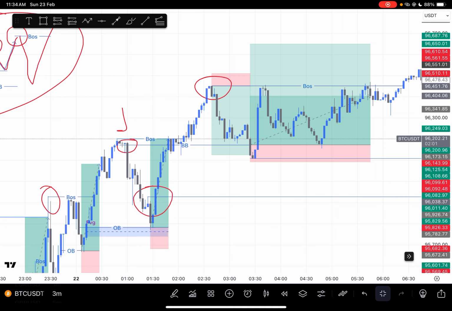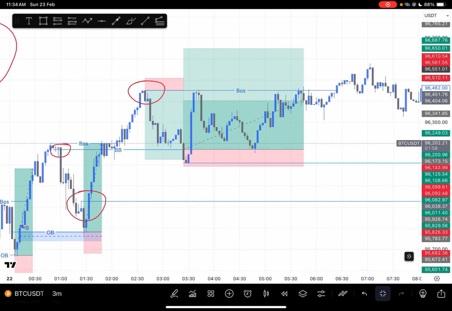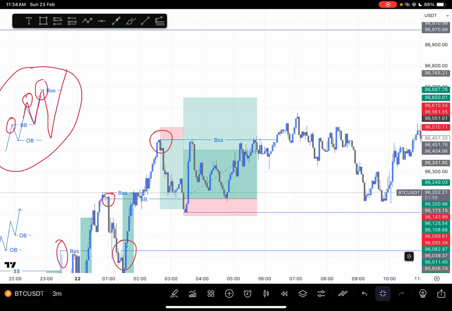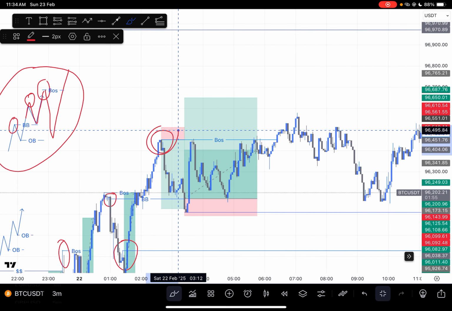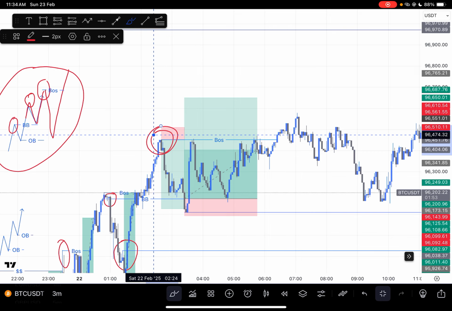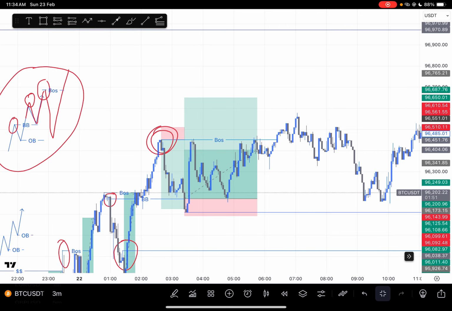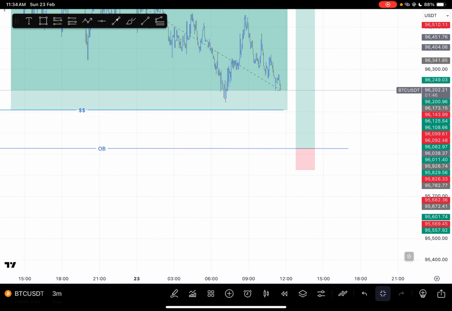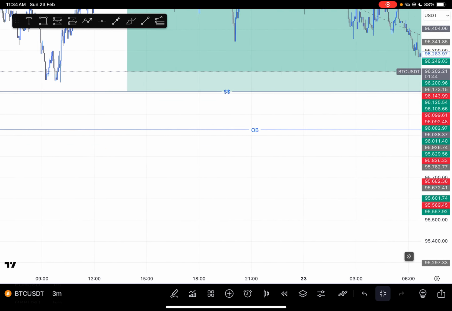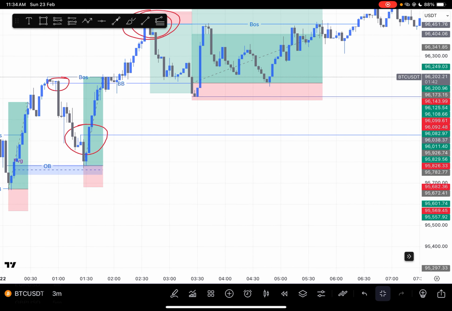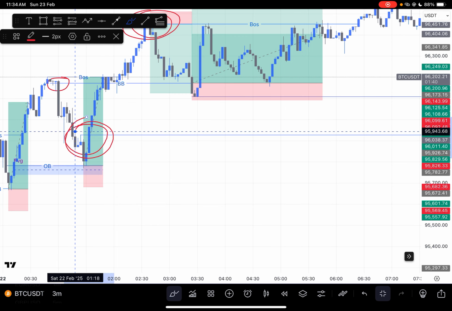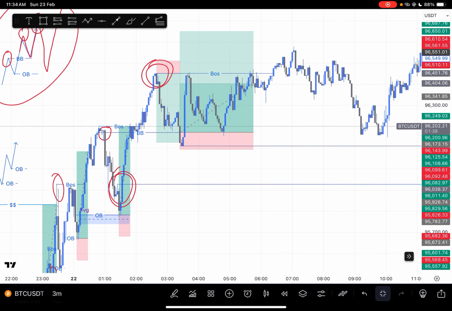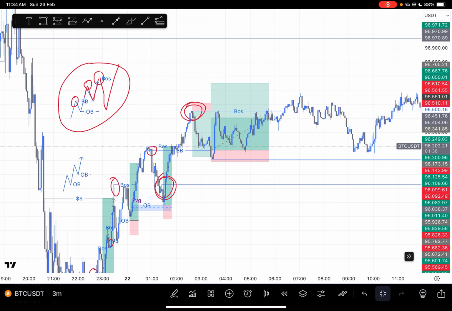Then next thing, you see price push to the upside, create the break of structure, taking out that liquidity first. Then you see price again coming to the downside to use this order block here. So this is the kind of pattern I always use when I'm trading.